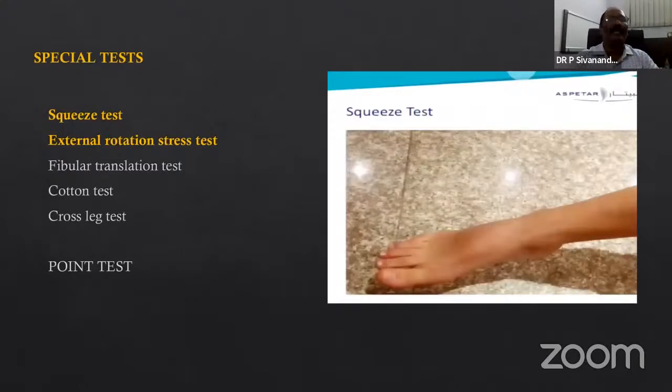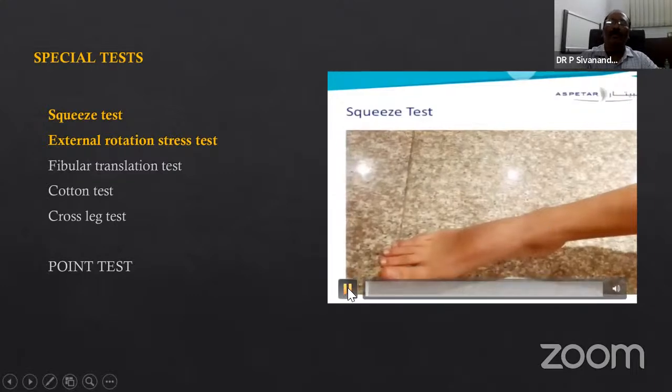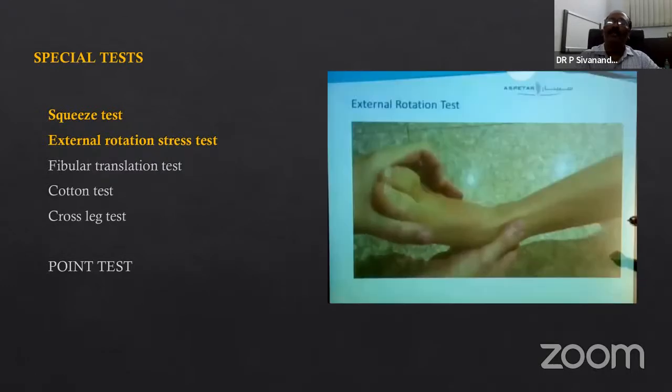Clinically, there are certain tests that will tell you this patient has a syndesmotic injury. These are the squeeze test, the axial rotation stress test, the fibular translation test, the Cotton test, the cross-leg test and the point test. I already mentioned that. A patient will point out with a single finger at the anterior inferior tibiofibular ligament area. So let us see some of the clinical tests, how we have to perform them. This is the squeeze test. You have to perform it from above.